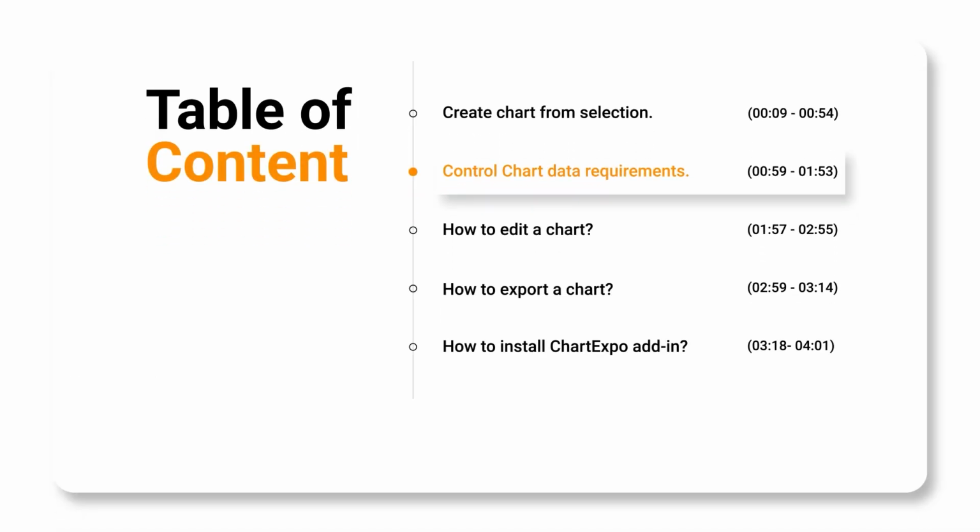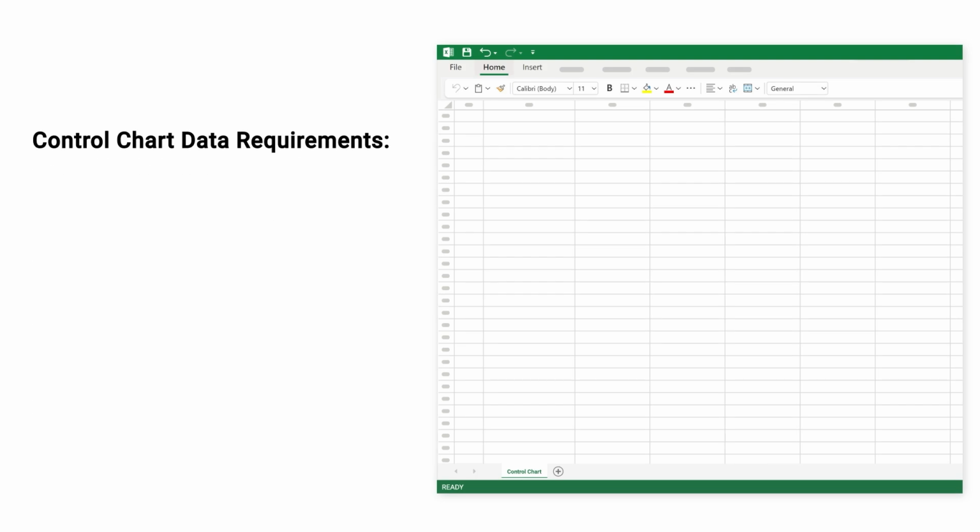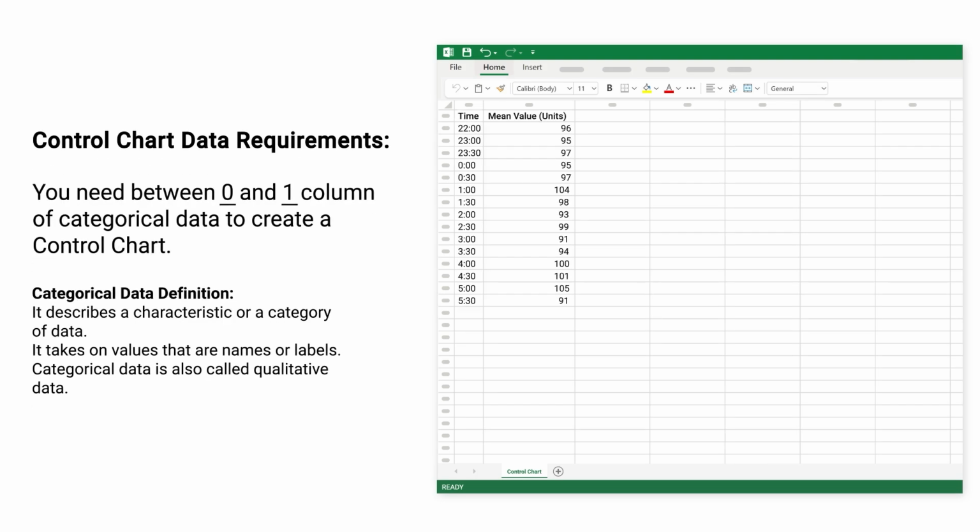Control chart data requirements. You need between 0 and 1 column of categorical data to create a control chart. Categorical data definition: it describes a characteristic or a category of data. It takes on values that are names or labels. Categorical data is also called qualitative data.